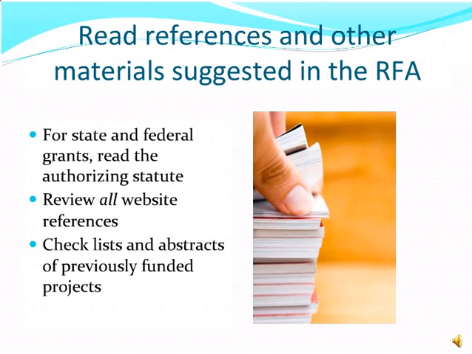We suggest that you read the reference materials and other materials suggested in the RFA. For state and federal grants, you absolutely need to read the authorizing statute, and I'll tell you why. In some federal proposals, you'll find that they have a scoring criteria for addressing the purposes of the statute. Now, if you don't read the statute, then you absolutely can't address that as well as those who do. You may assume that everything you need to know about the law that has authorized the grant for which you are applying is included in the RFA, but that's not necessarily so.